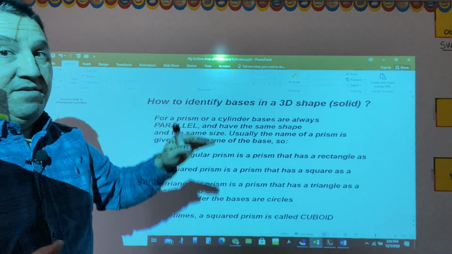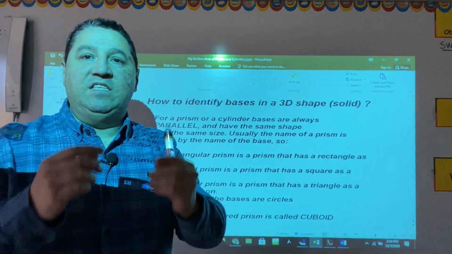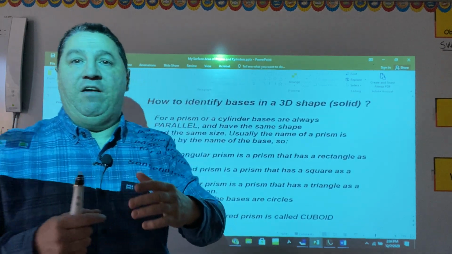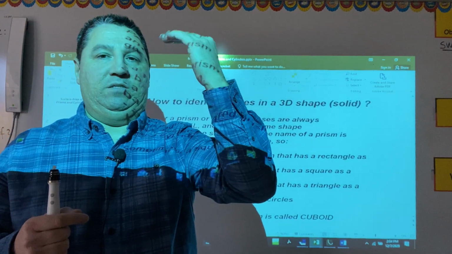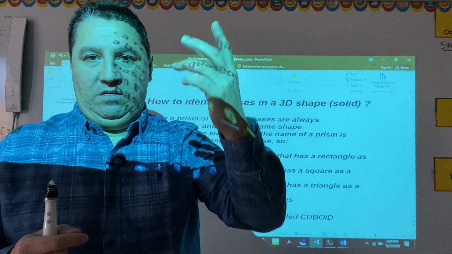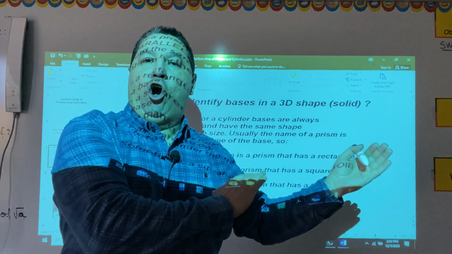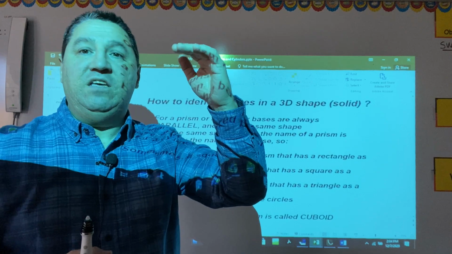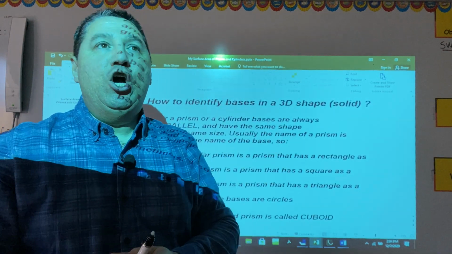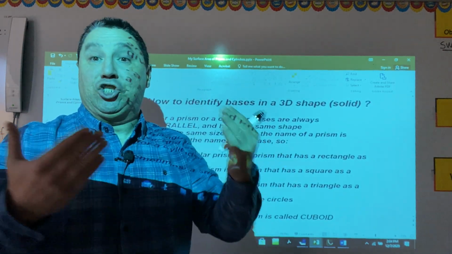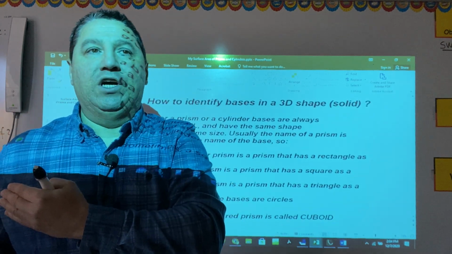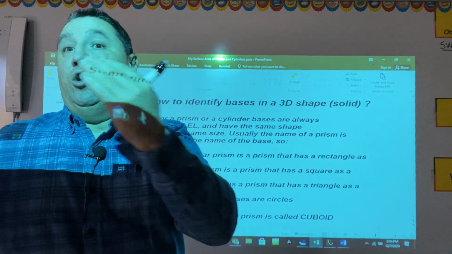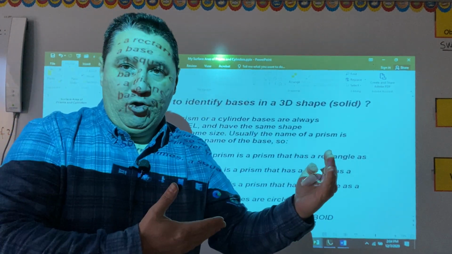The name of the prism is given by the name of the base. For example, if its base is a triangle, we call that prism a triangular prism. If the base is a square, we call that prism a square prism or cuboid. If the base is a rectangle, we call that prism a rectangular prism.